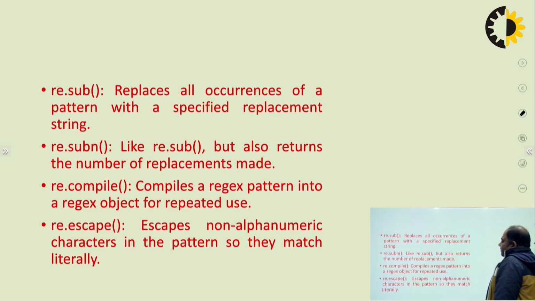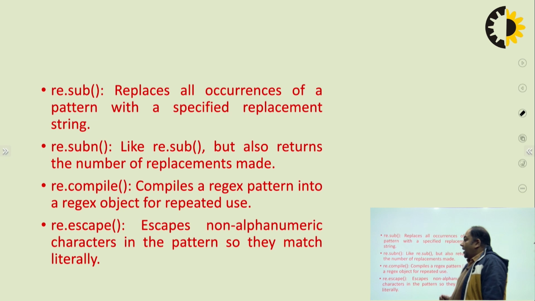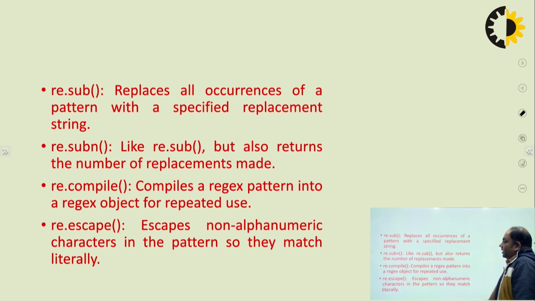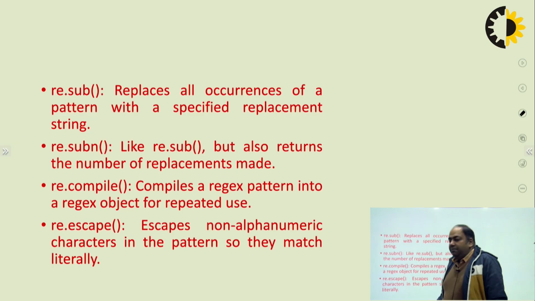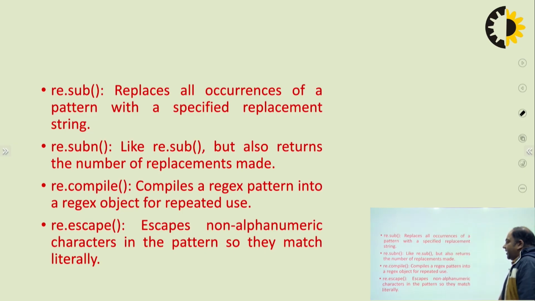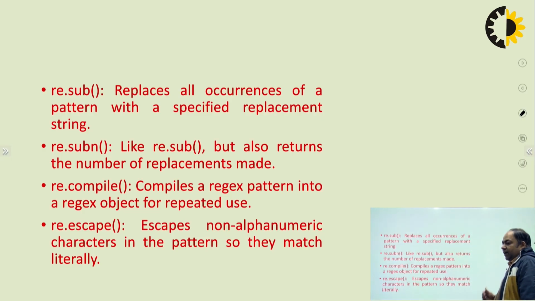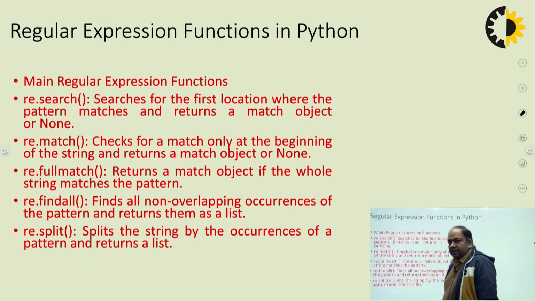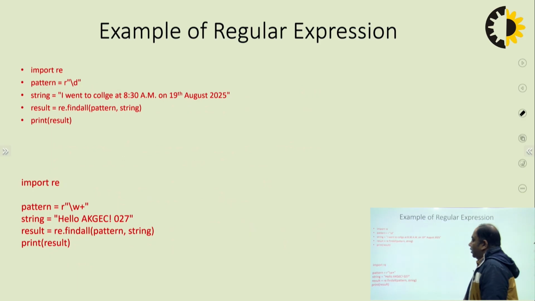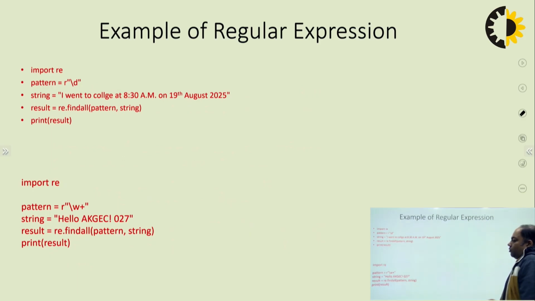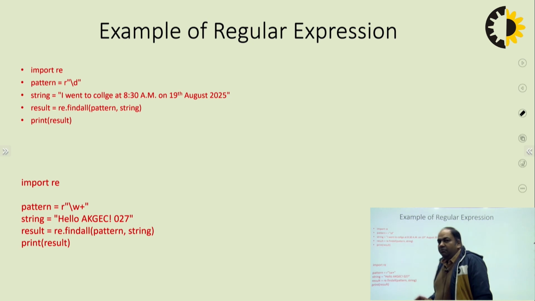re.sub replaces all occurrences of the pattern with the replacement string. re.subn also returns the number of replacements made. re.compile compiles the regular expression pattern into an object for repeated use. And re.escape is used to escape the non-alphanumeric characters in the pattern so that they can match literally. These are the functions which we use in regular expressions. Now I will come to the code. For writing any code which uses regular expressions, we import re.